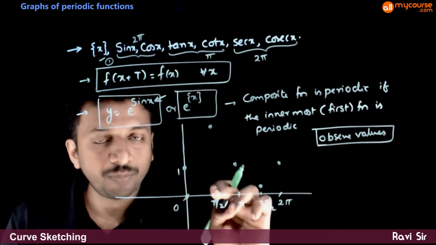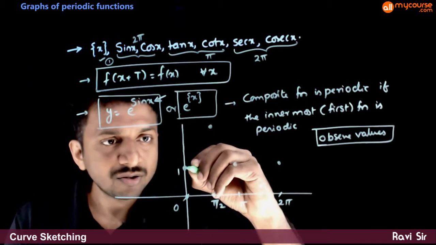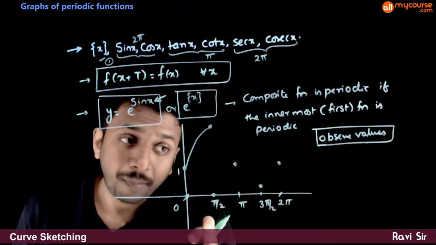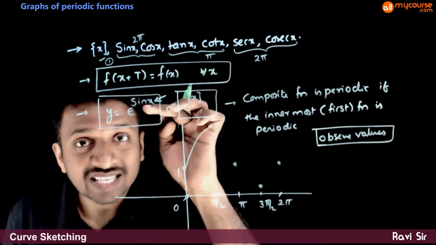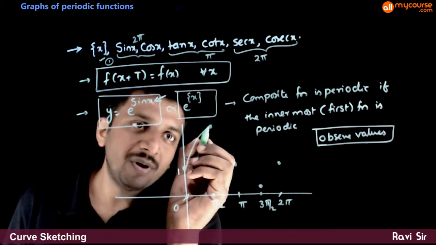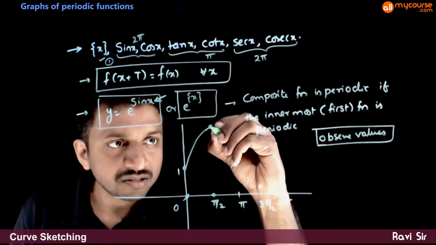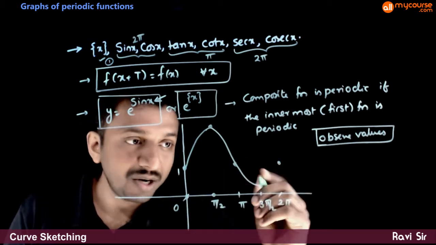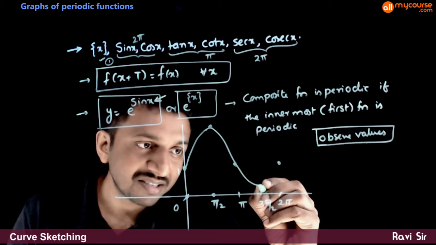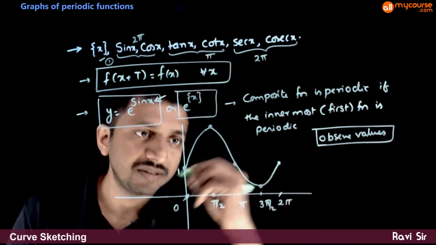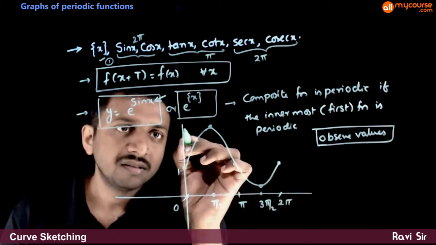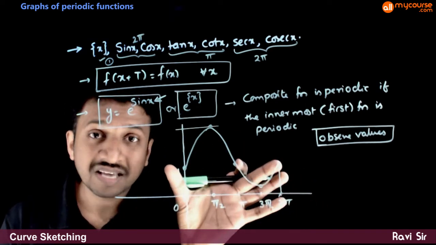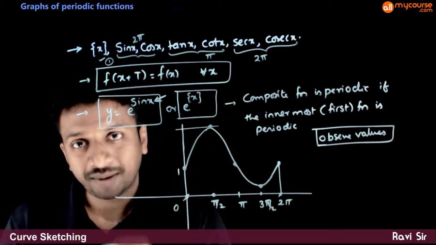So between 0 and pi by 2, sin x is increasing, so e power sin x also increases. Between pi by 2 and 3 pi by 2, sin x is decreasing, so e power sin x also decreases. So it comes like this. And between 3 pi by 2 and 2 pi, sin x again increases, so e power sin x also increases. So now this is the graph of e power sin x between 0 and 2 pi.